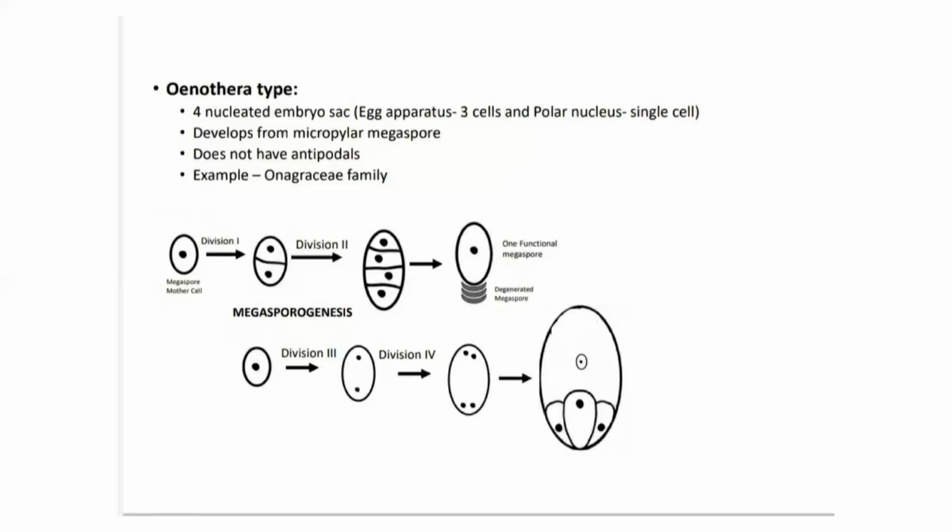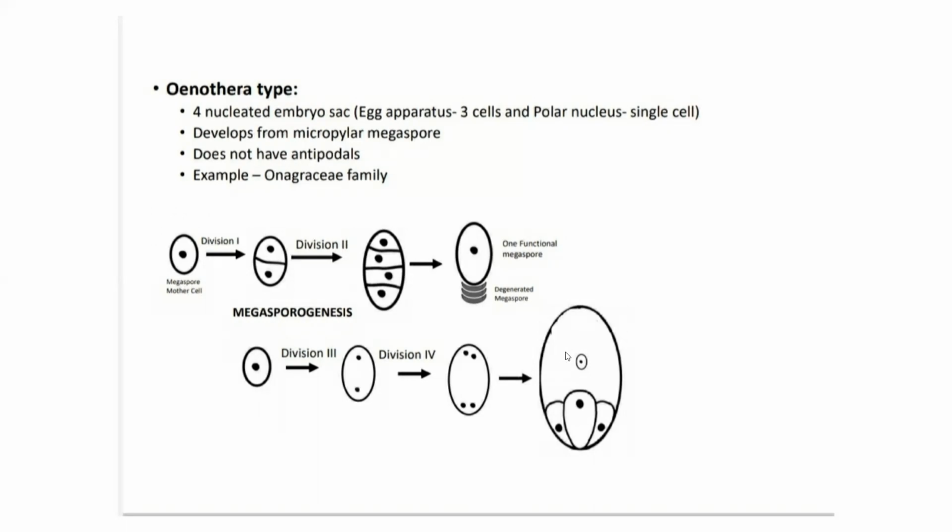The megaspore nucleus undergoes only two free nuclear divisions, division 3 and division 4, giving rise to four nuclei which remain in the micropylar part. In polygonum, eight nuclei are formed after three mitotic divisions, but in Oenothera after two mitotic divisions only a 4-celled state of the embryo sac is formed.